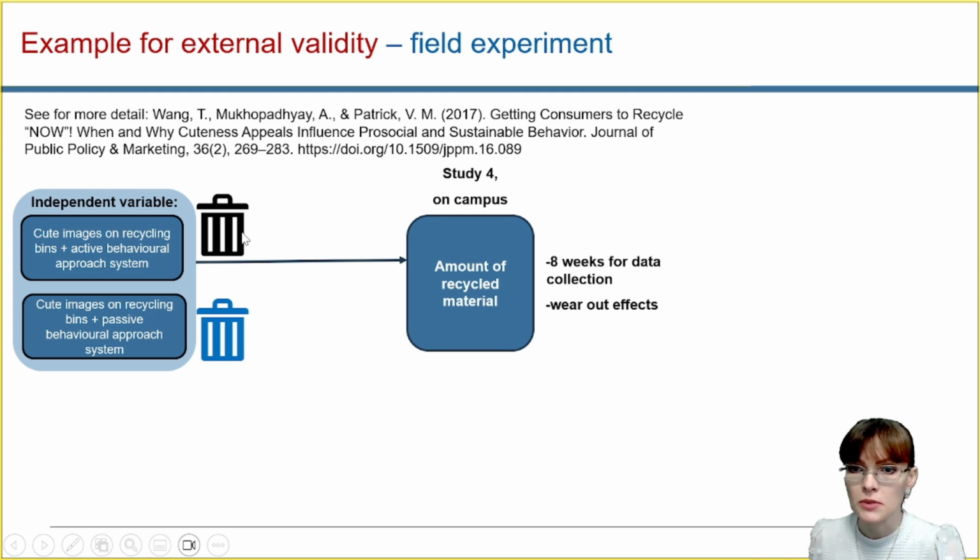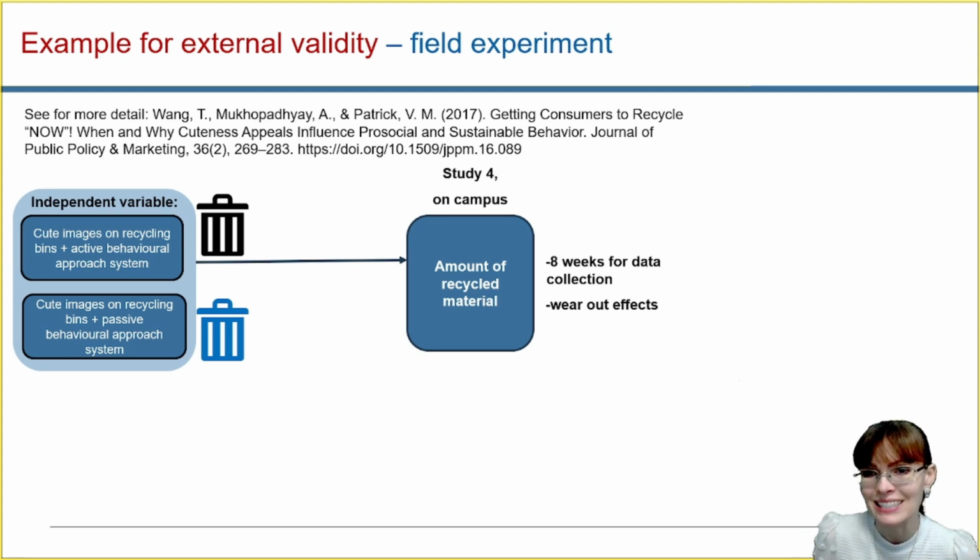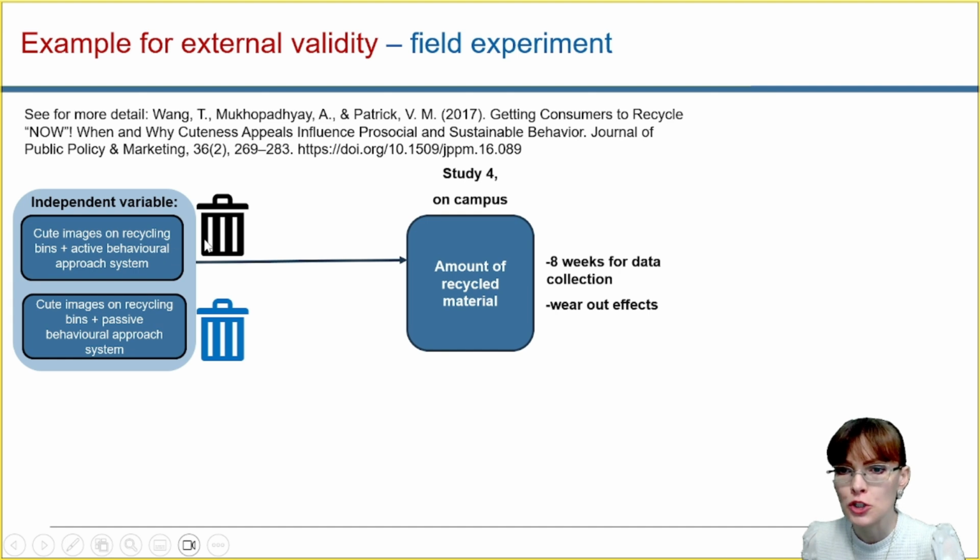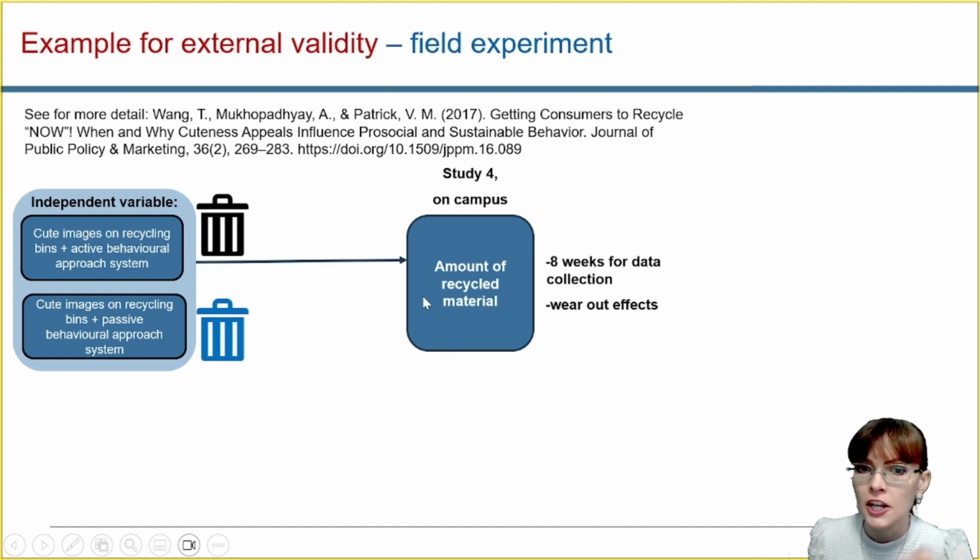They designed special stickers for bins. One of the manipulations contained cute images and an active behavioral approach system, and another one had a cute image and a passive behavioral approach system. Active and passive behavioral approach system is a concept from psychology, which is basically about how we respond to rewards, how motivated we are. They wanted to see which of those interventions results in a greater number of recycled materials returned. They ran it for 8 weeks because they were also interested in measuring the wear out effect of their intervention. And they spread those bins on campus in different locations.